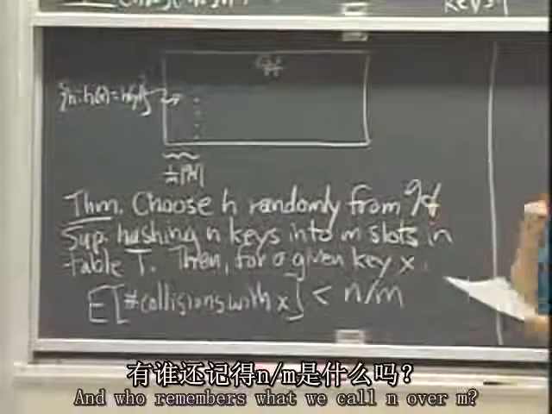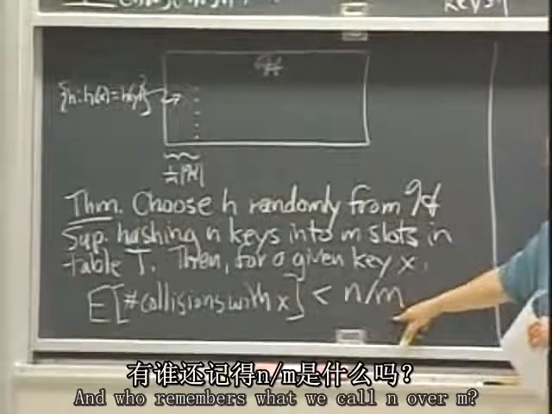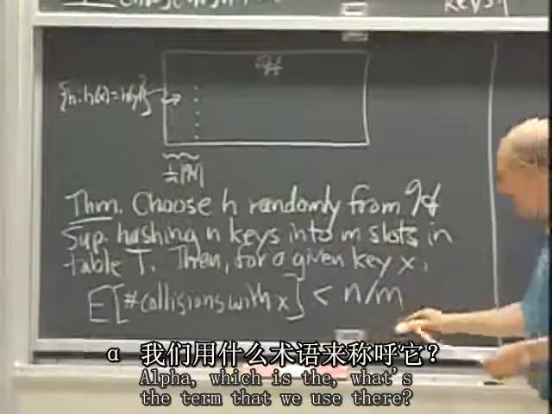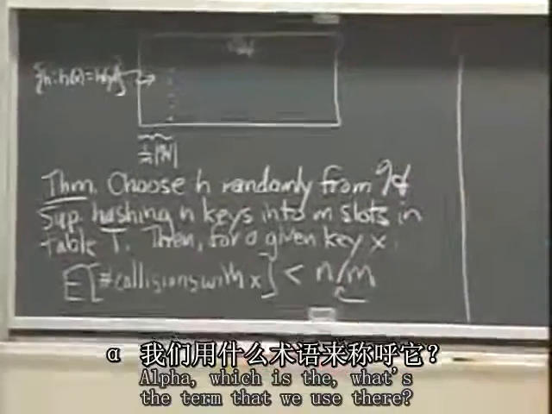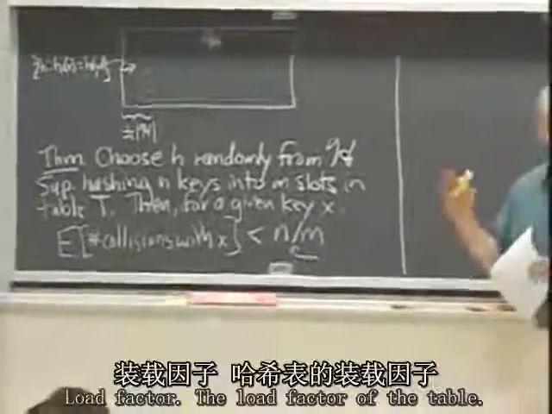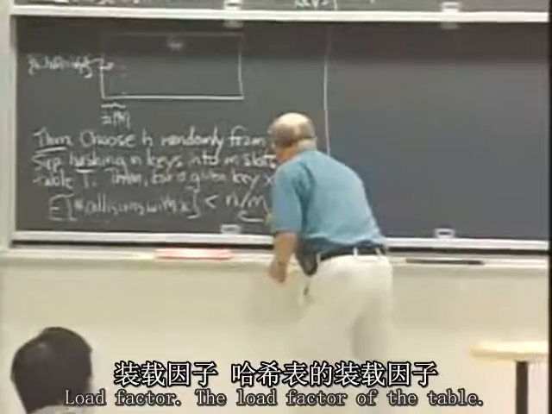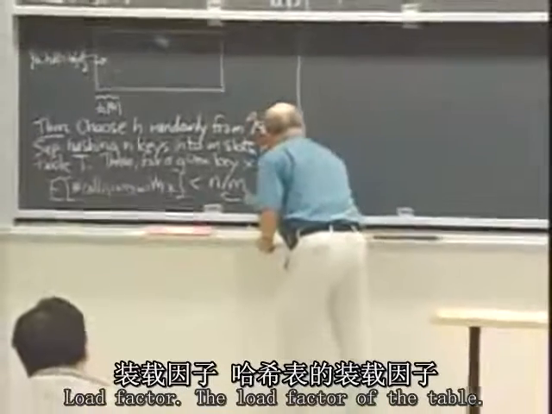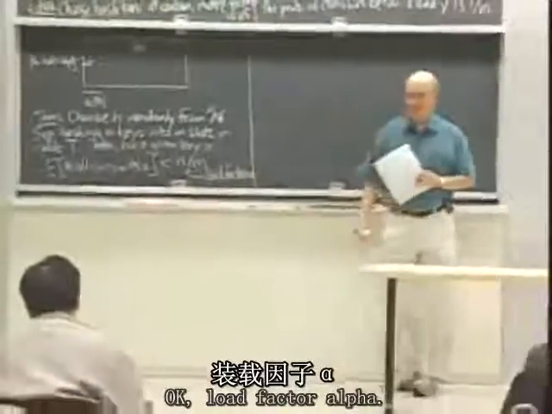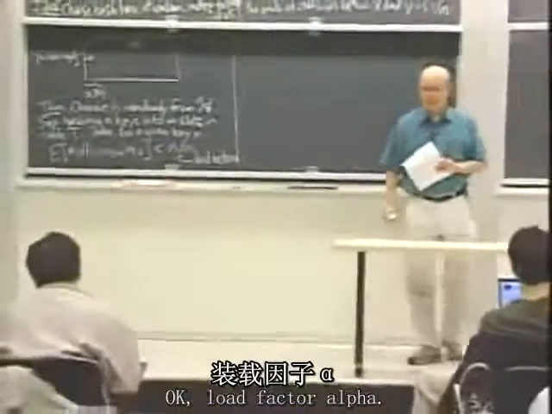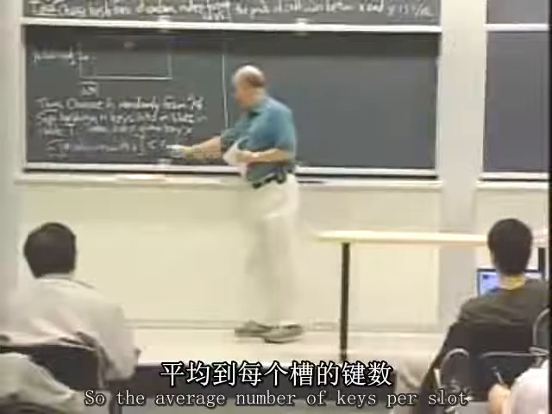Okay, and who remembers what we call n over m? Alpha, which is the, what's the term we use there? Load factor, the load factor of the table. Load factor alpha. So the average number of keys per slot is the load factor of the table.